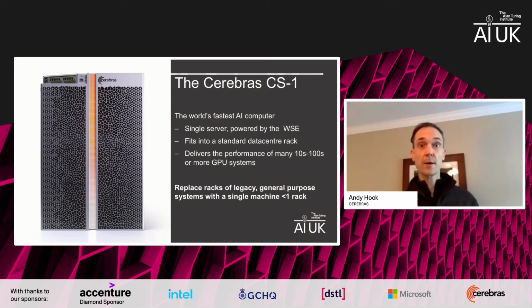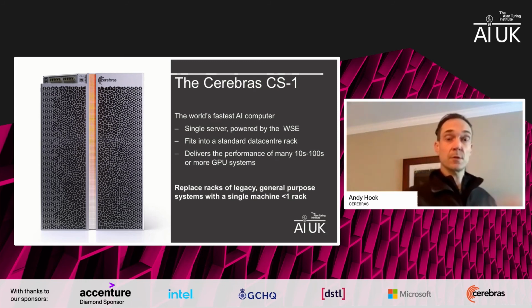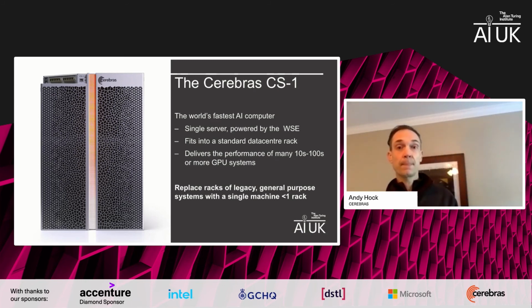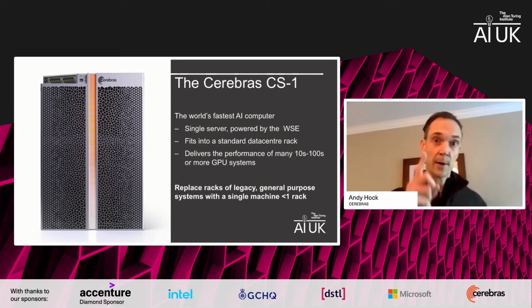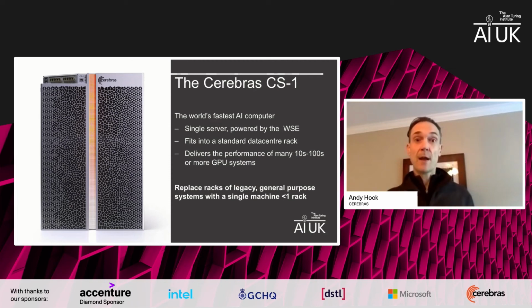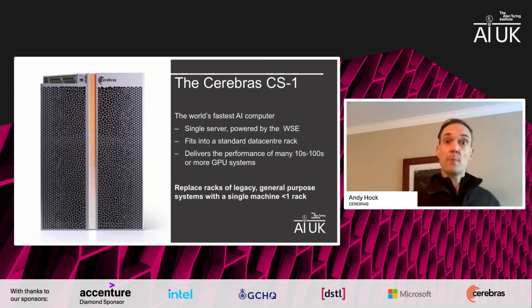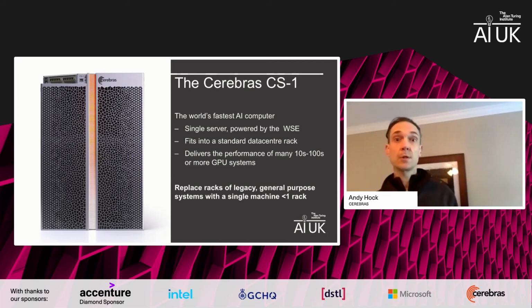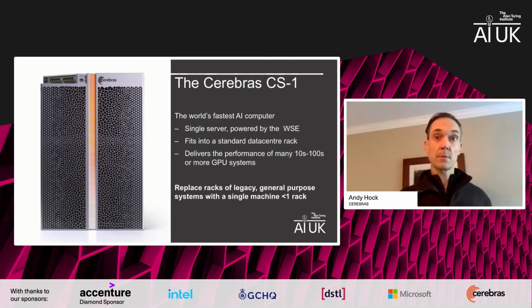This is our flagship product, the system that we are building and delivering to researchers and industry alike today. It's the world's fastest AI computer. It's powered by one of those massive wafer scale engines. It fits into a standard data center rack and is about the size of a small hotel room refrigerator. And in this single system, we deliver the performance of many tens to hundreds or more GPU systems. So from a data center perspective and from an energy efficiency perspective, we're able to replace racks of legacy general purpose equipment with a single machine, less than a single rack.